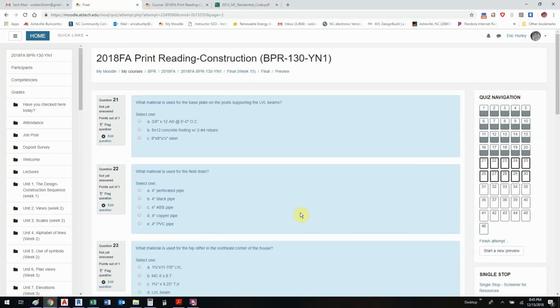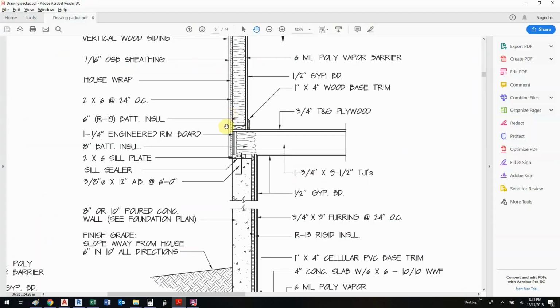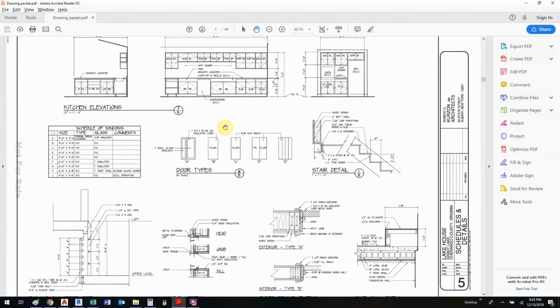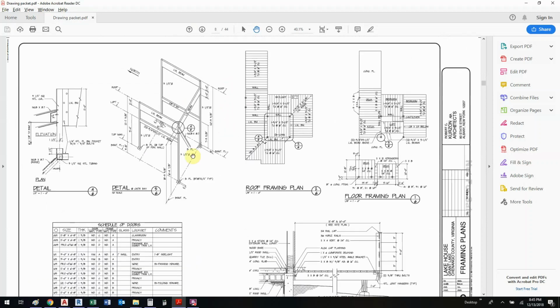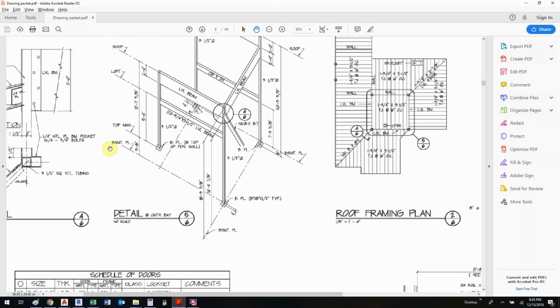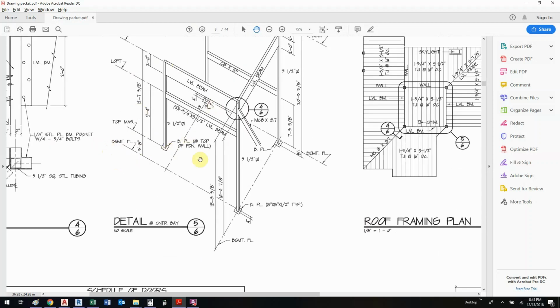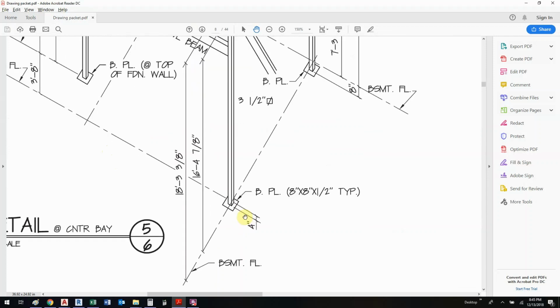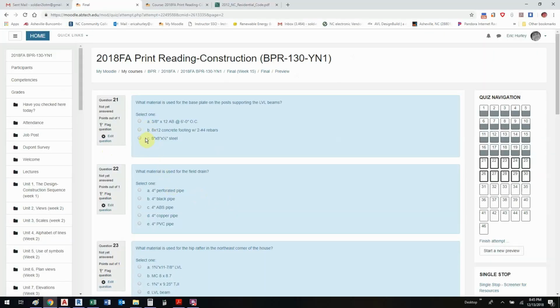What material is used for the base plate on the post supporting the LVLs? A lot of you keep forgetting that there is a 3D isometric view of the cage in the middle of it, and right there you will see base plate 8x8 by half typical, so 8x8 by half-inch steel.